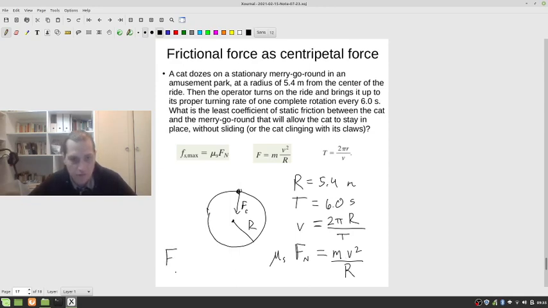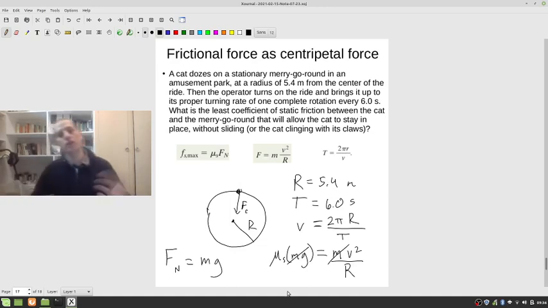And so Fn in this case would be just the mass of the kitty times the gravitational field strength. And so in this case I would write mg. And notice I haven't been given the mass of the cat, but that doesn't matter because I can divide both sides by the mass. And then I can divide both sides by g to find mu s. Okay, so that's kind of the logic that you should expect to see in these types of problems.